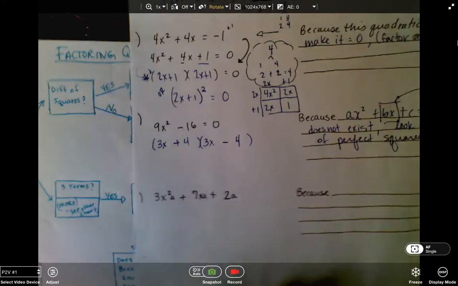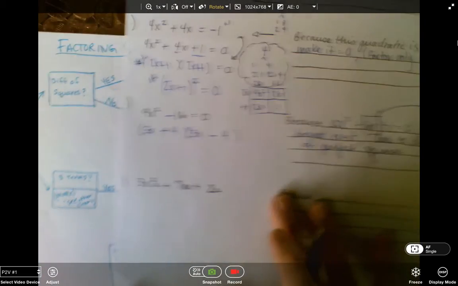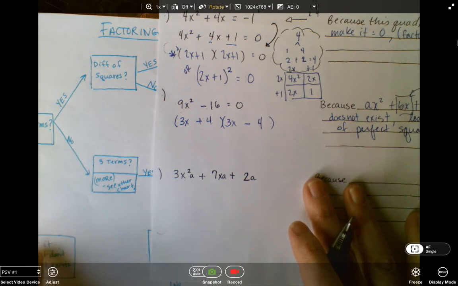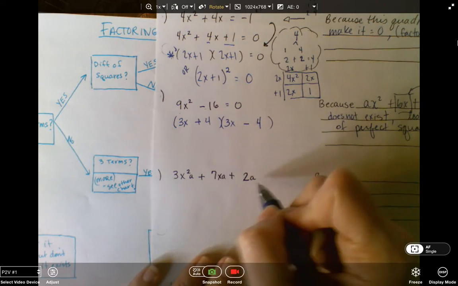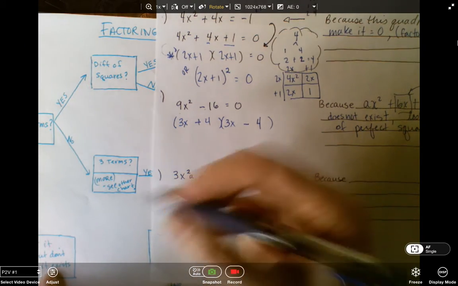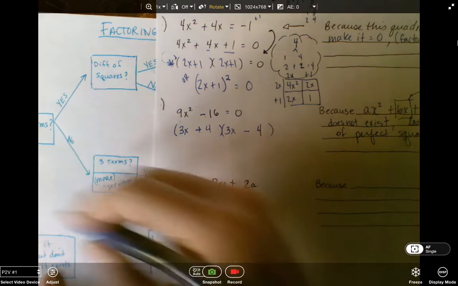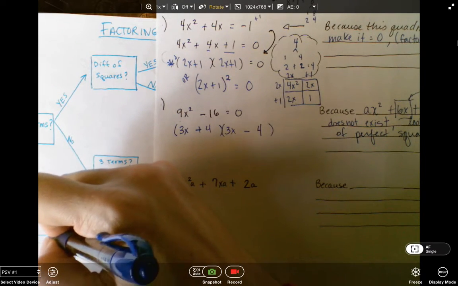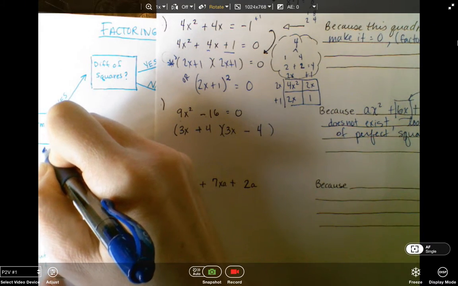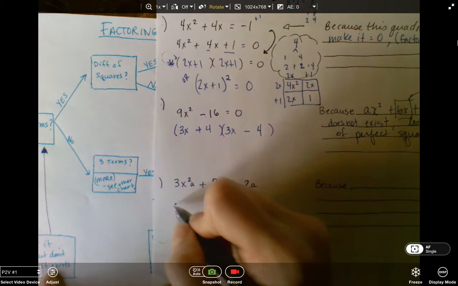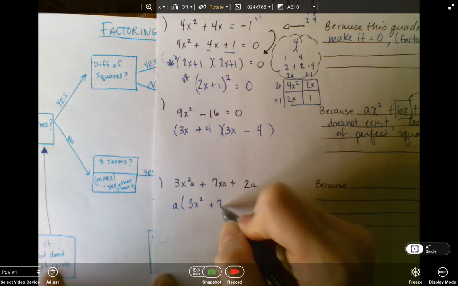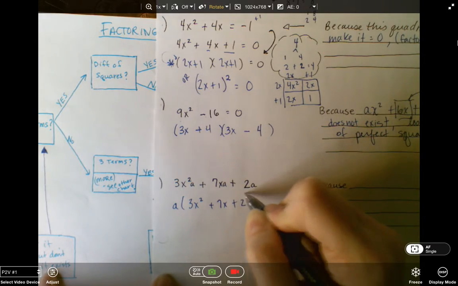And this last one's sort of a tricky example. First thing I'm going to do is go back to my flow chart and say, does it have a GCF? Yep, A goes into every single one of these. So I need to factor it out, but don't forget it exists. Okay. And then after we finish that, go back into the flow chart. I guess I should have put that in there. So A, 3x squared plus 7x plus 2.